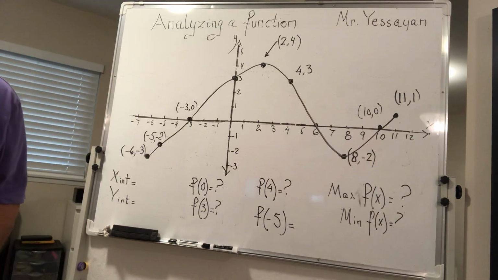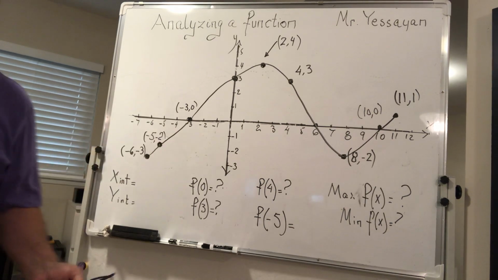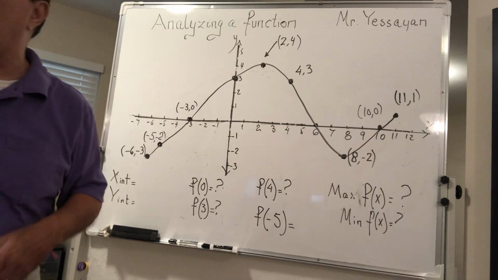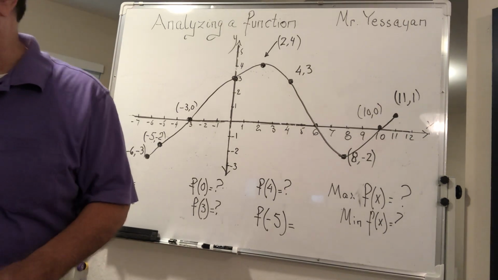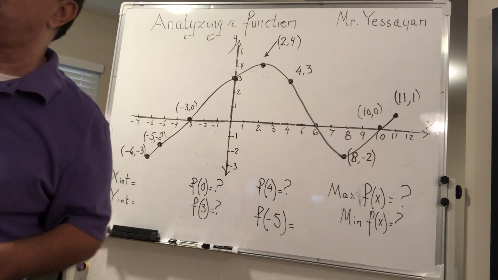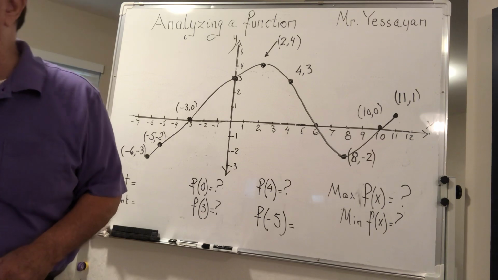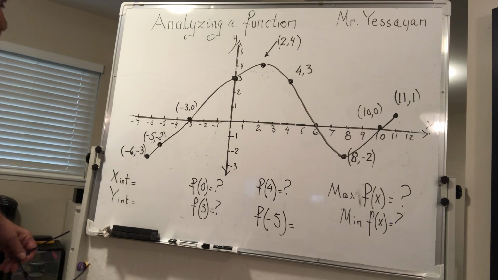Please take a note at the same time. We are going to find the x-intercept, the y-intercept, and certain points on the graph, if they are there or not. We are going to find the maximum value of the function, and the minimum value of the function. We are going to find so many different things, okay? Good. So, let me start first with the x-intercept.